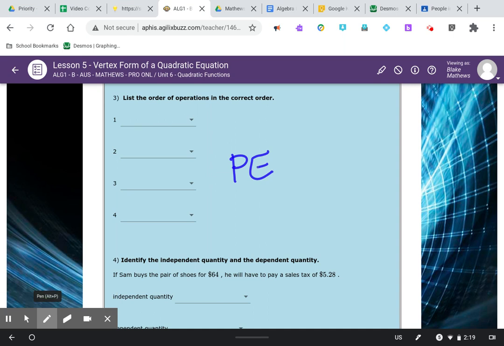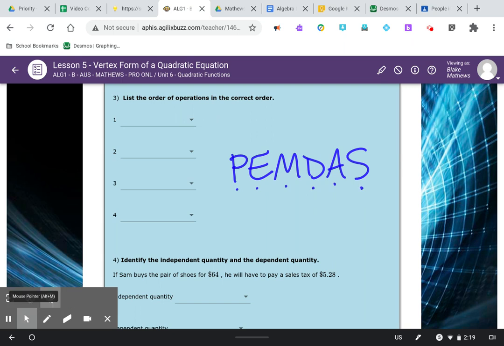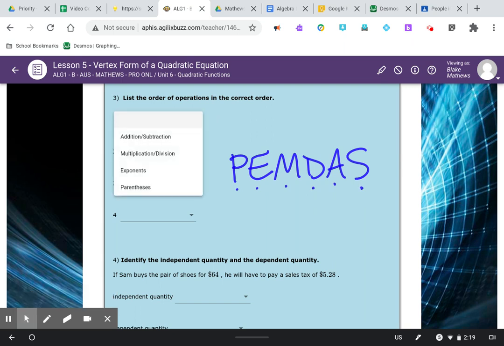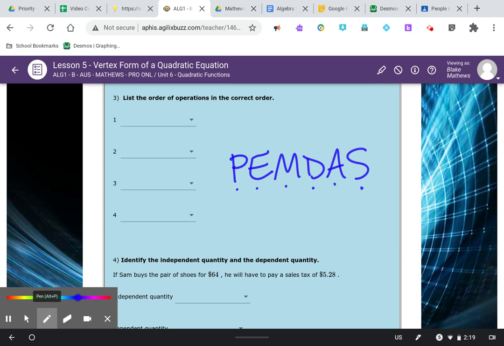Remember, this acronym helps us remember order of operations: parentheses, exponents, multiplication, division, addition, subtraction. So we're just going to pick those in the correct order. Notice in this, they group multiplication, division, and addition, subtraction, because that is actually how it works. You don't do multiplication, then division.